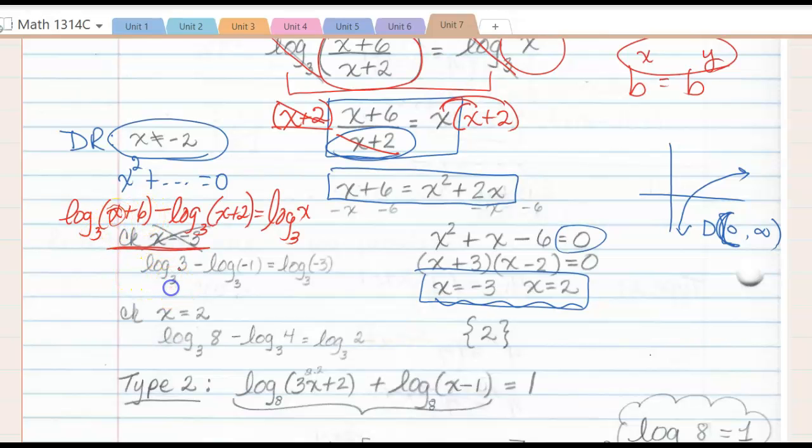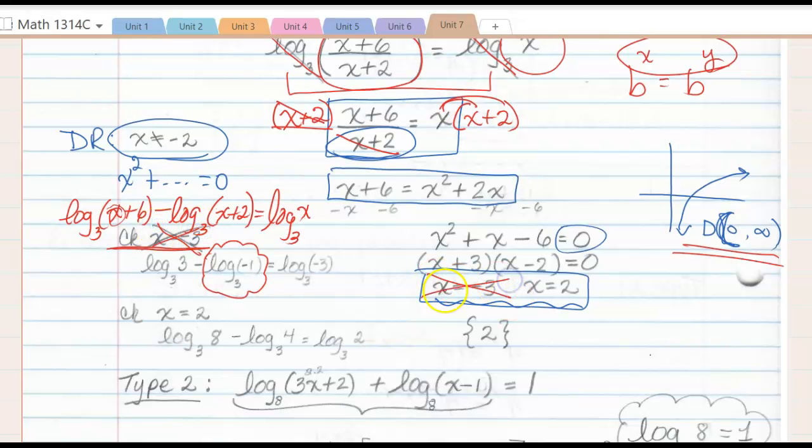That's how I get log base 3 of 3. Over here I have a negative 3 plus 2. That gives me a negative 1. So now I have log base 3 of negative 1, and then I have log base 3 of negative 3. But what we find out is that we cannot have the log of a negative number because we said our domain has to be some positive number. So therefore, x cannot equal negative 3.